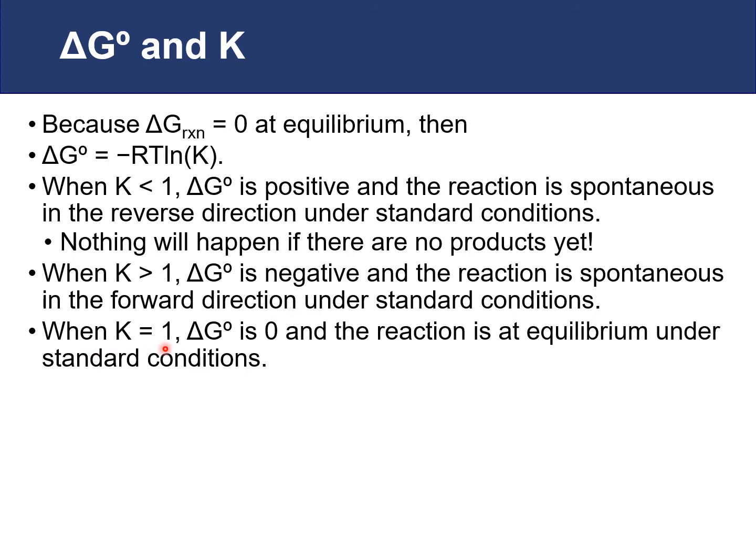If K is equal to 1, which won't happen all that often, but for some processes it could be 1, then our delta G naught is going to be equal to 0, and the reaction is at equilibrium under standard state conditions.